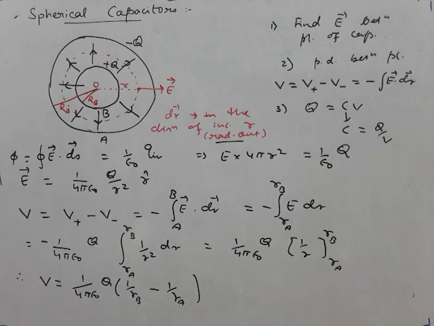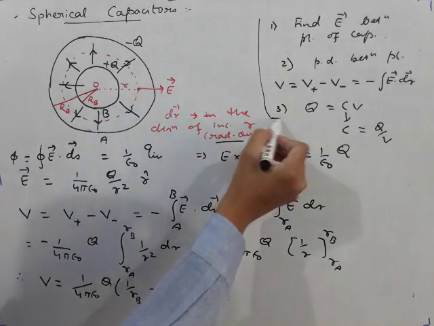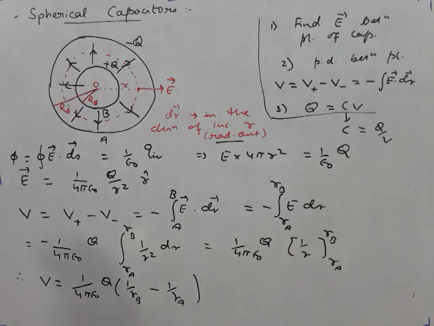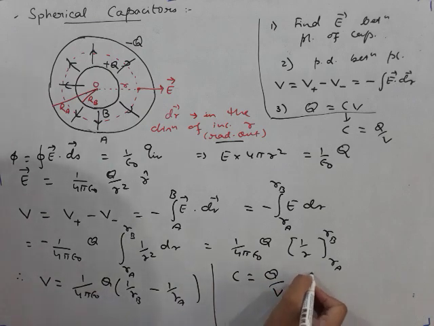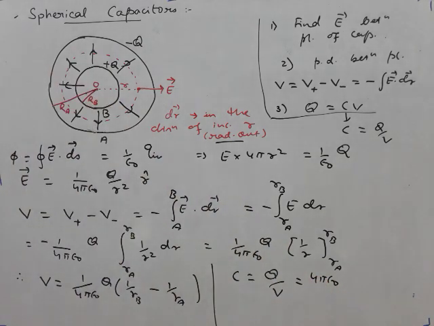Our step number 2 is finished, and at last we will use step number 3. What is step number 3? Our step number 3 is to find capacitance using the formula Q upon V. Q upon V, from this formula we can see, will become how much? 4 pi epsilon naught. One more step I can write here. You can take LCM, Q upon 4 pi epsilon naught. I am writing here only, no problem, RA into RB, and after taking LCM we will get here RA minus RB.